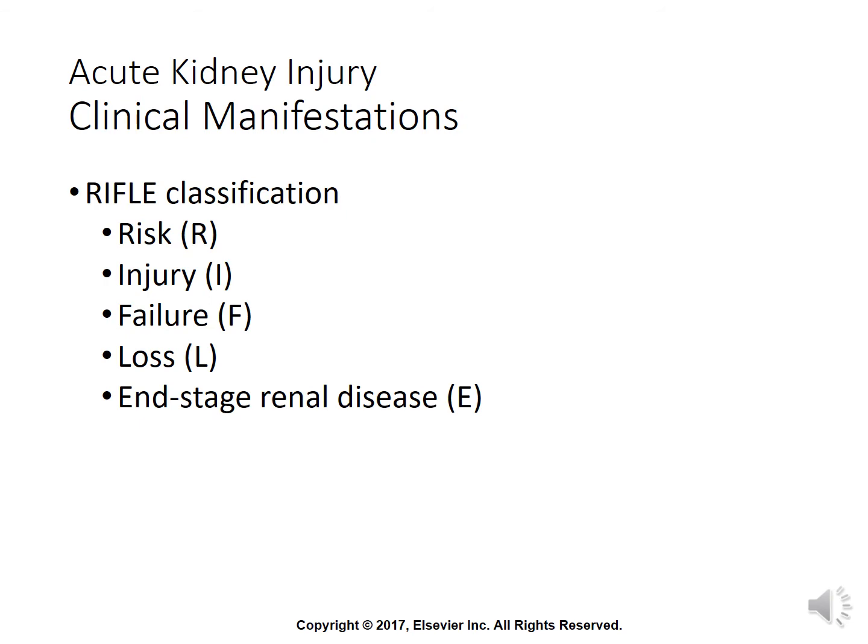The RIFLE classification classifies the degree of injury. So is the client just at risk? Do they have an actual injury? Has it progressed to failure, loss, or end-stage renal disease? The earlier that you can identify an acute kidney injury, the better the outcome.